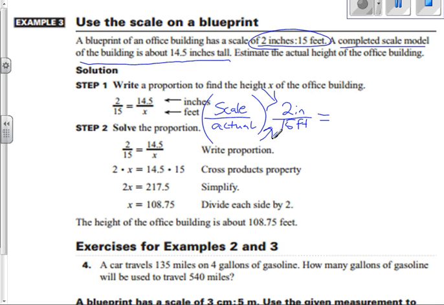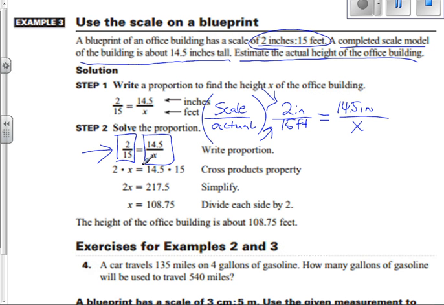So now I have a completed scale model of the building that is about 14.5 inches tall. That would be my scale value, so that goes in my numerator. Estimate the actual height. So you need the actual height. This was my scale factor that I'm using, 2 inches, 15 feet. I know that the building is 14.5 inches tall. That's the scale model. So what's the actual? So cross multiply: 2 times x equals 14.5 times 15. 2x is equal to 217.5. Divide both sides by 2, and that gives you 108.75. So the actual height of the building is 108.75 feet tall.